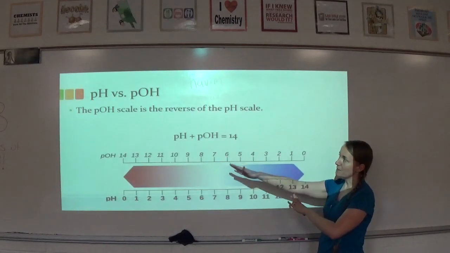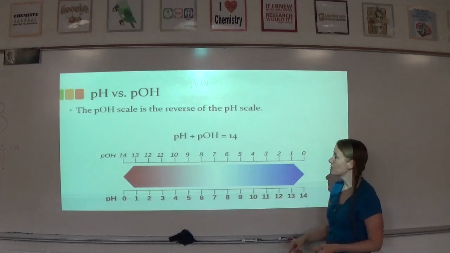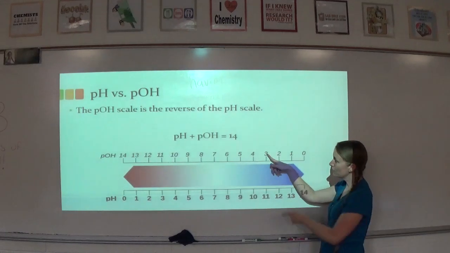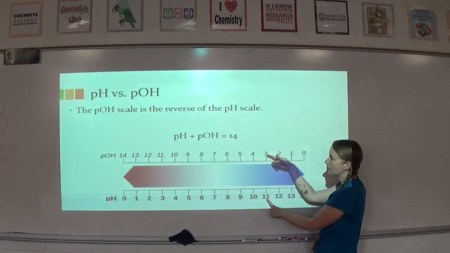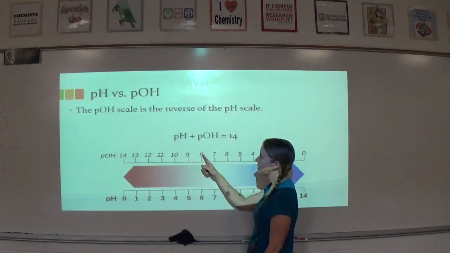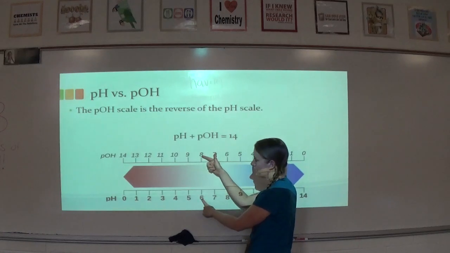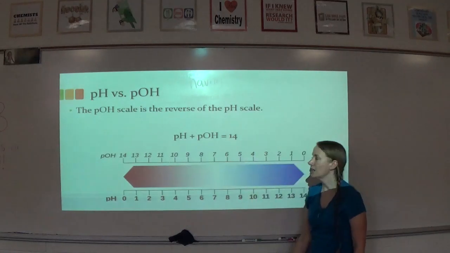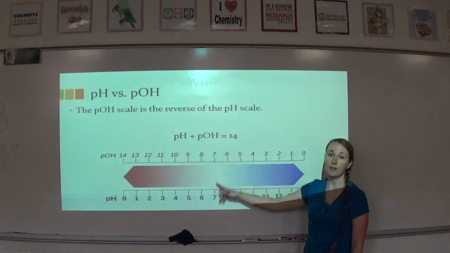So if you overlap them together, it'll look like this. Let's say something has a pOH of 3. That means pH is 11. Well, 11 plus 3 is 14. Let's say something has a pOH of 8. That means pH is 6. 8 plus 6 is 14. Every time you add them, you will get 14.